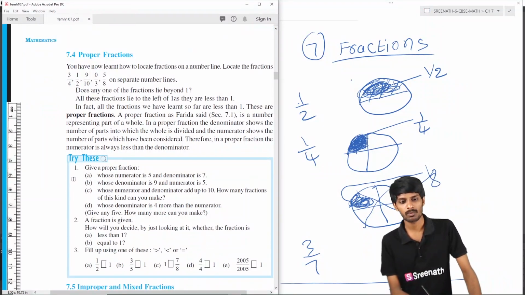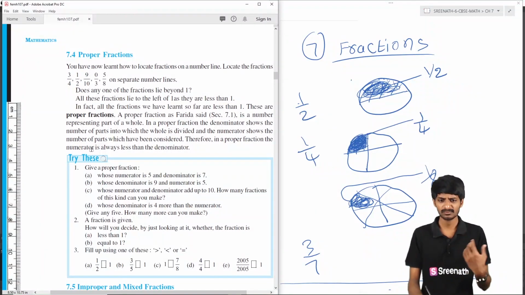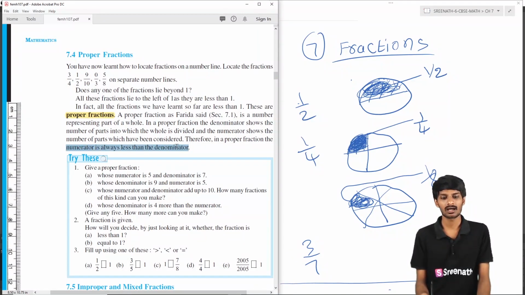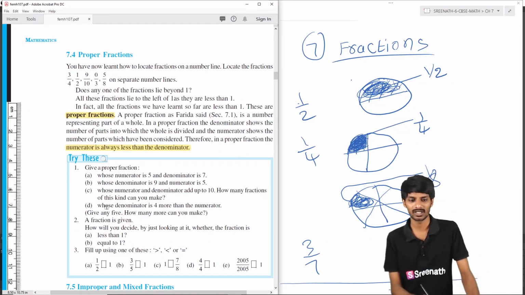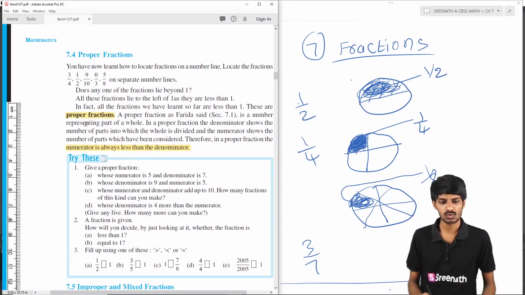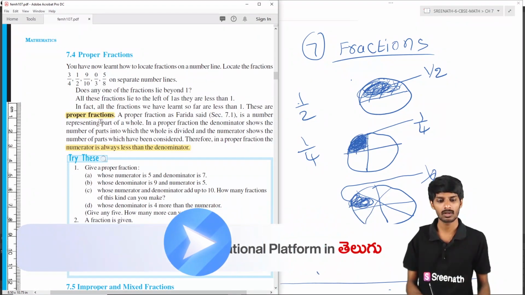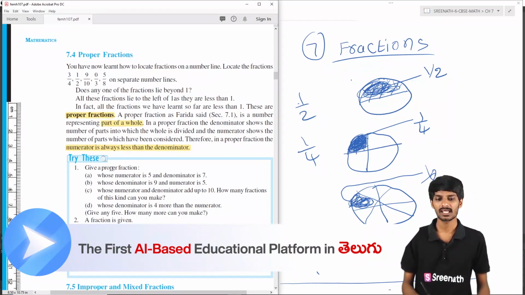So you have to make the parts of the space between 0 and 1 on the number line. After doing it, proper fractions. What are proper fractions? Proper fractions always lie between 0 and 1, students. That is one case. And next, in proper fractions, the numerator is always less than the denominator, students. A proper fraction shows the number of parts and shows the part of a whole. These are about proper fractions.